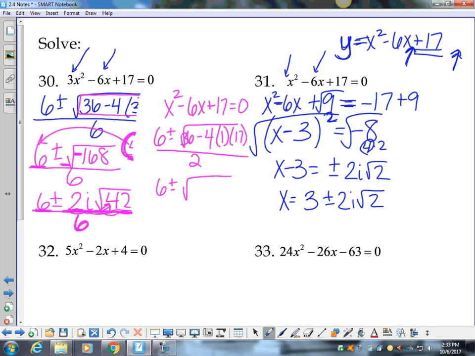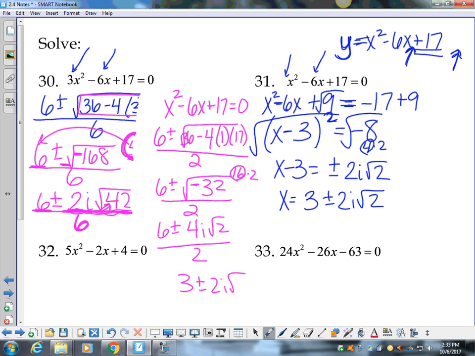36, let's see. 36 minus 4 times 17 is a negative 32. 32 is 16 times 2, so that's a 4 and an i. And then let them cheat with a 2. Same thing.